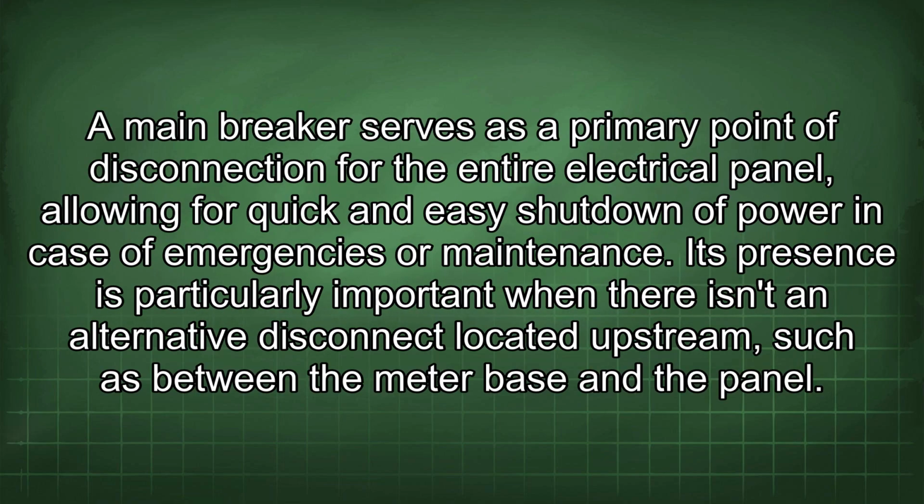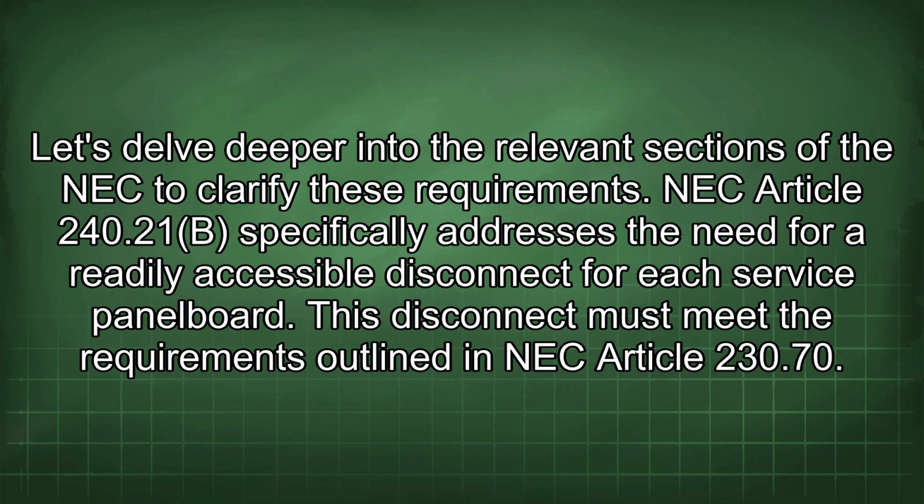A main breaker serves as a primary point of disconnection for the entire electrical panel, allowing for quick and easy shutdown of power in case of emergencies or maintenance. Its presence is particularly important when there isn't an alternative disconnect located upstream, such as between the meter base and the panel. Let's delve deeper into the relevant sections of the NEC to clarify these requirements.